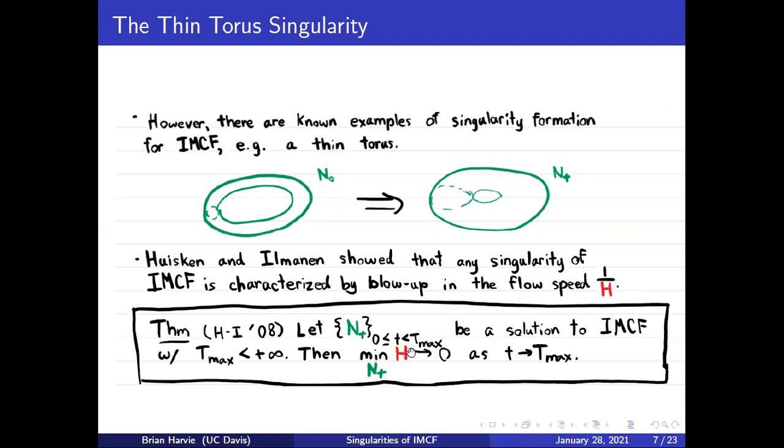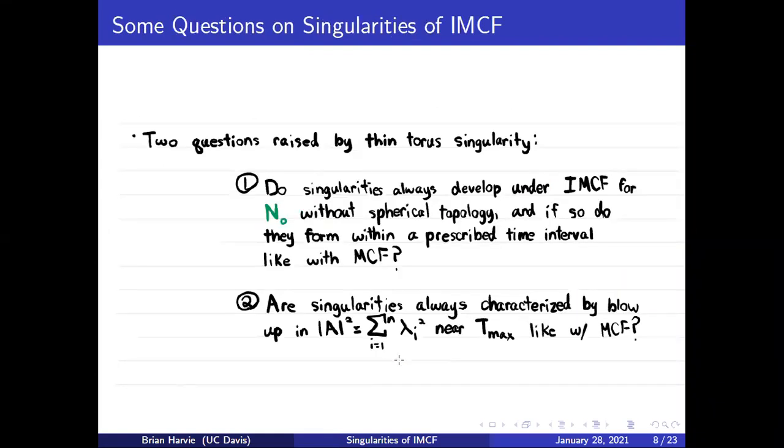So singularities will always be characterized by this happening. Okay, so now that we've seen this thin torus, I'd like to raise two questions to do with this singularity. This, and not the last slide, didn't have spherical topology. Do singularities always form for things without spherical topology? And if so, do they form within a prescribed time interval that depends only on initial data? Because this is true of mean curvature flow. So this is the formation question that I'd like to focus on for inverse mean curvature flow.